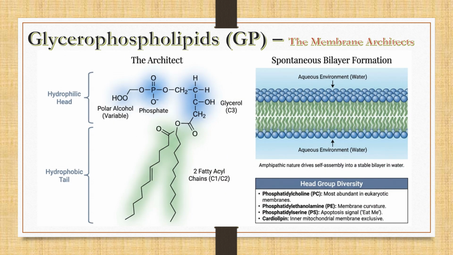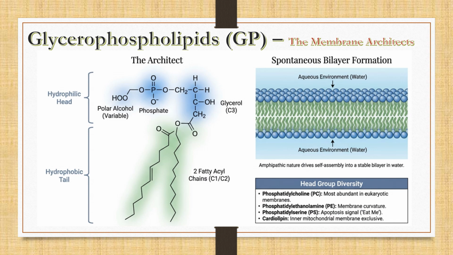The next class is glycerophospholipids. Glycerophospholipids share a glycerol backbone with glycerolipids, but differ in having two fatty acids and a phosphate-containing polar head group. This dual nature gives them an amphipathic character, with both hydrophobic and hydrophilic regions.